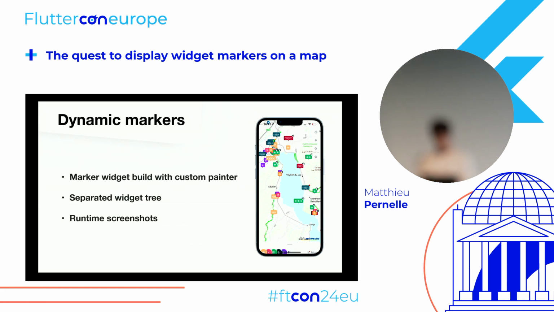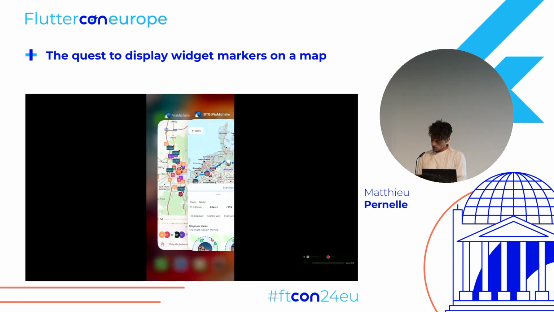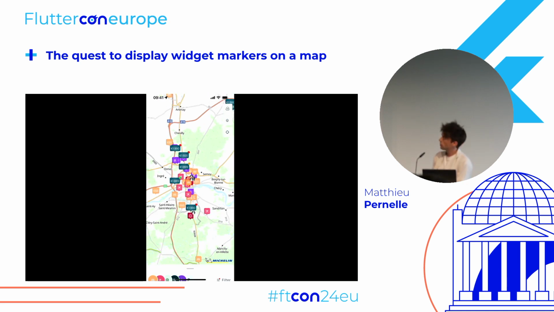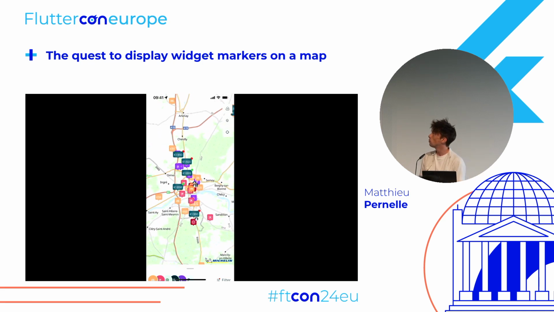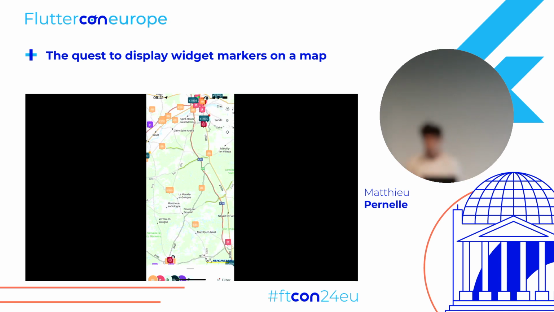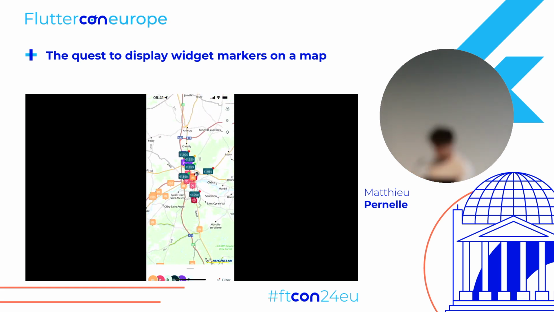So let's look at the results of this technique. As you can see, we display markers on the map, and each gas station has a different price. The position is well synchronized. There is no problem of performance, and each time I do another request to the server, every marker is regenerated. There are new screenshots, and there is no lag. This is pretty performant.